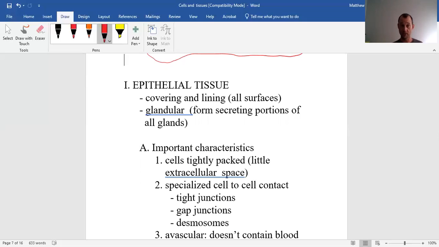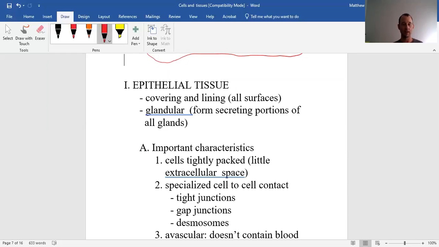So, for example, your skin. Your skin is a type of epithelial tissue that's exposed to the outside surface. However, your stomach, the lining of your stomach, is exposed to a cavity where you have your acid and all your food turning around, and its lining is made of an epithelial tissue. So epithelial tissue covers and lines all of your surfaces.